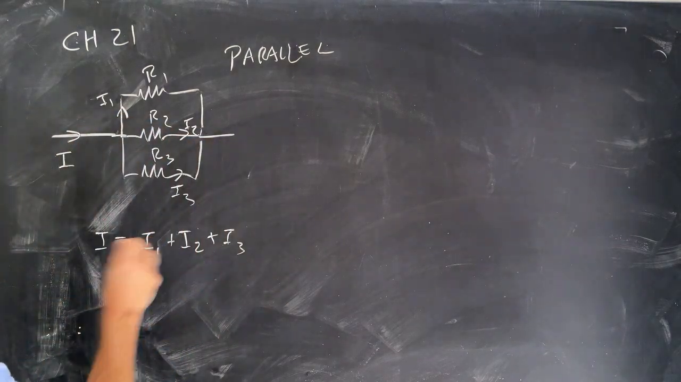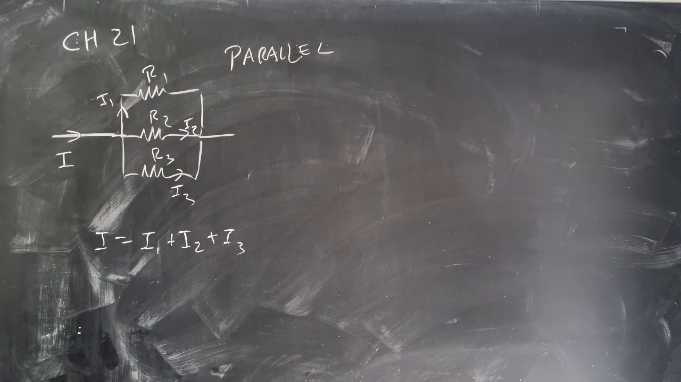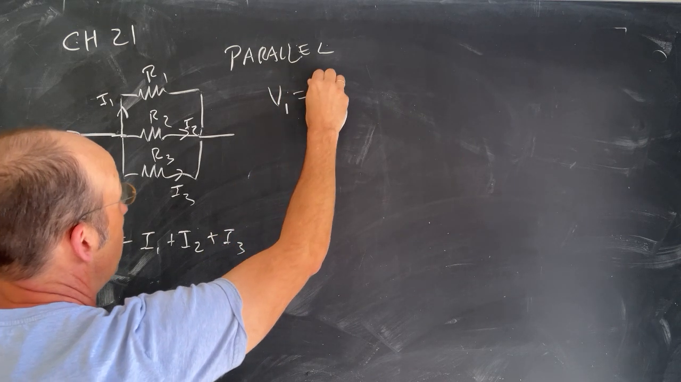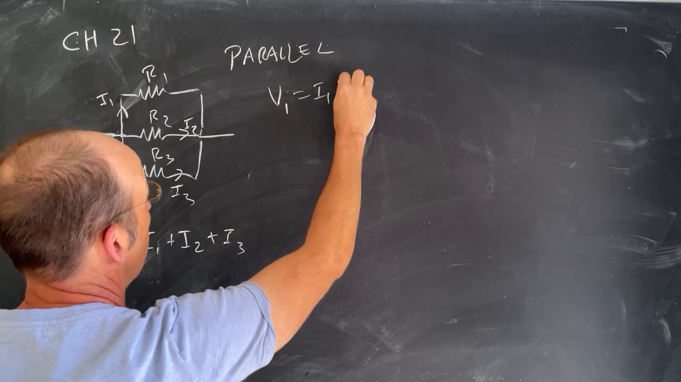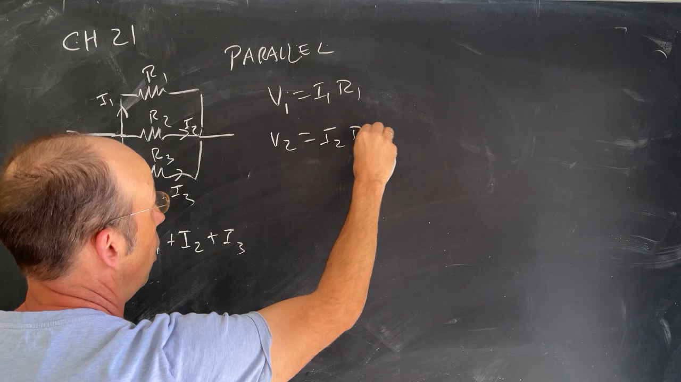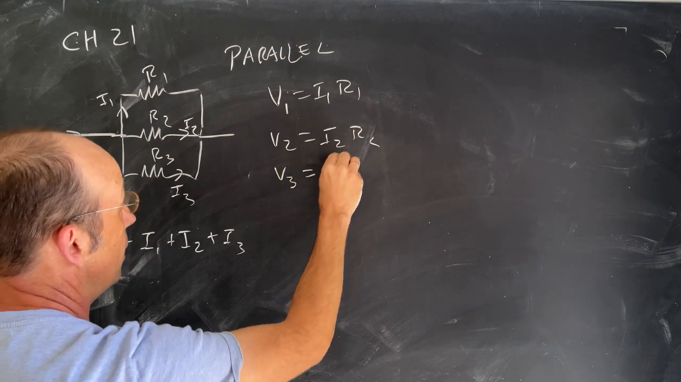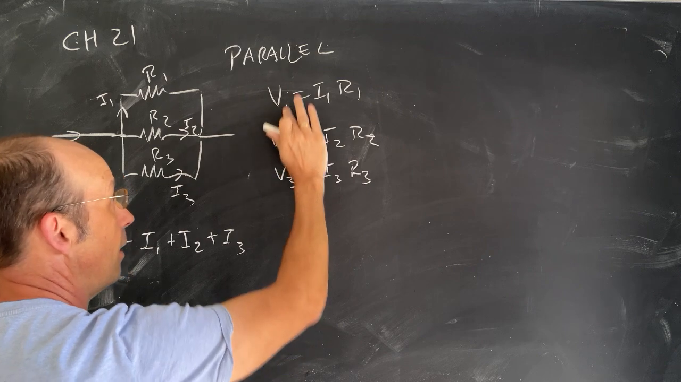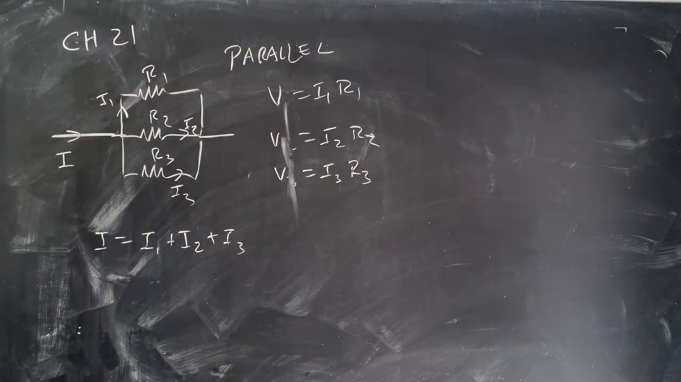So what about the voltage across R1? Well, I know V1 is I1 times R1. V2 is I2 R2. V3 is I3 R3. But all these are the same voltages because they're in parallel.